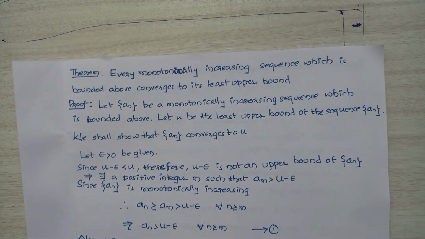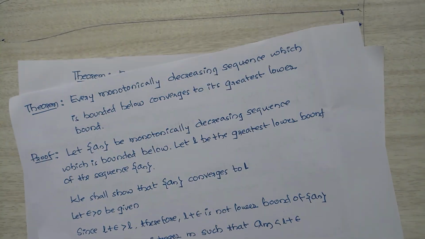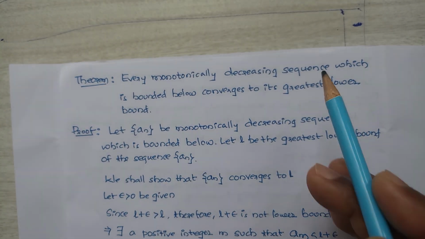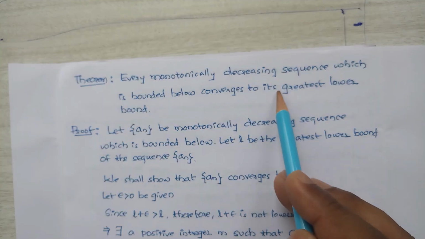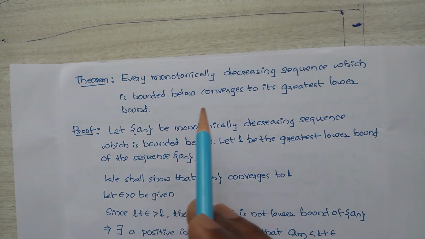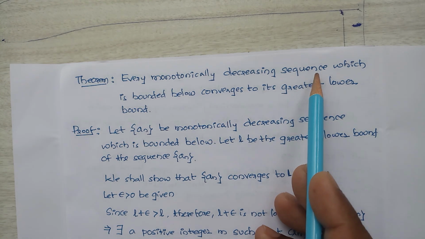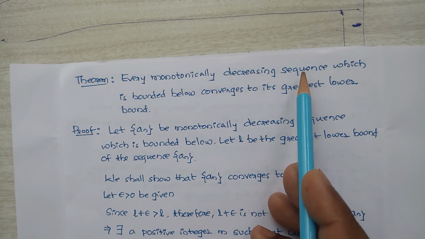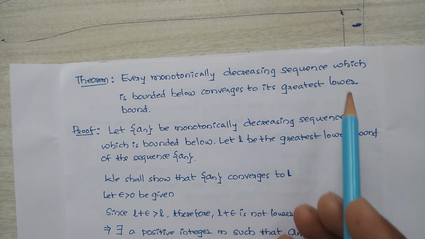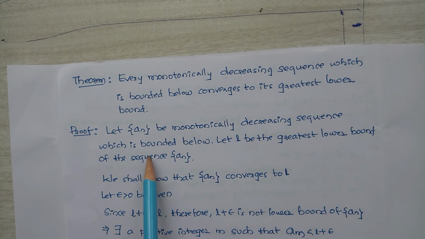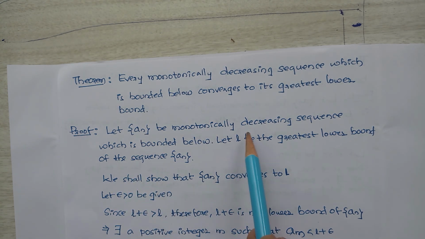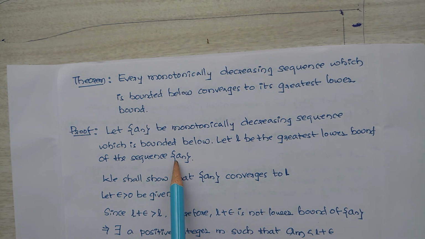In a similar manner, another theorem is that every monotonically decreasing sequence which is bounded below converges to its greatest lower bound. Here we have to take the definition of a monotonically decreasing sequence which is bounded below and prove that it converges to its greatest lower bound. Here I have written a simple proof: let a_n be a monotonically decreasing sequence which is bounded below. I take L to be the greatest lower bound of the sequence a_n. We have to prove that the sequence a_n converges to L.